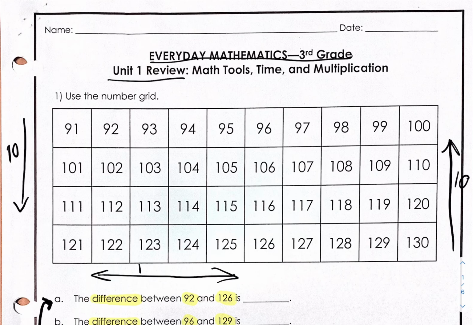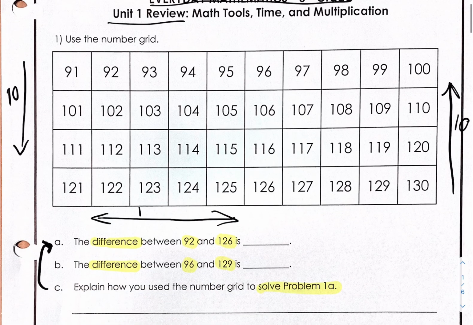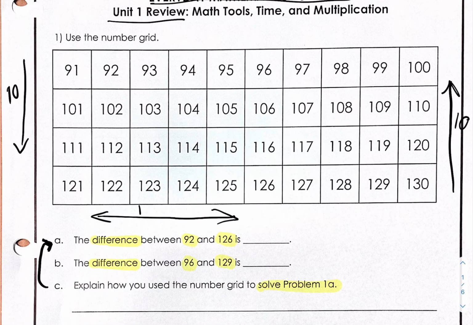So let's look at letter A. What is the difference between 92 and 126? So for this one, I'm going to write in orange, okay? So the first thing I'm going to look for is 92. So there's my starting number. And my end number is 126. So I can see I can go down a few rows. So I'm going to do that. So 1, 2, 3.